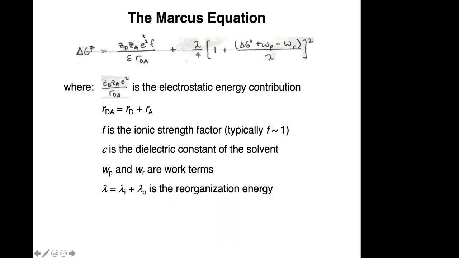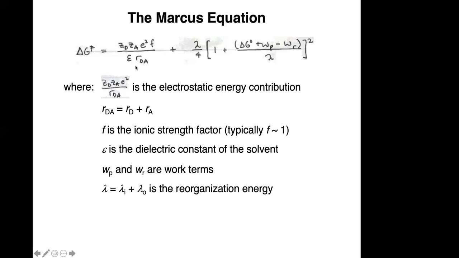This first part is an electrostatic energy contribution. If you're bringing together, for example, a 2+ and a 3+ complex, then there's going to be some repulsion between those species in forming this activated complex. So that's going to contribute to the free energy. That involves the charges on the donor and acceptor, this is the charge of the electron, and this is the radius of the precursor complex, which is taken to be the sum of the radii of the donor species and the acceptor species.